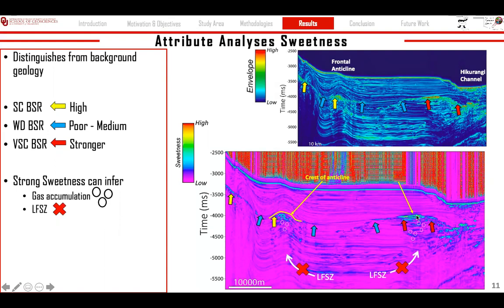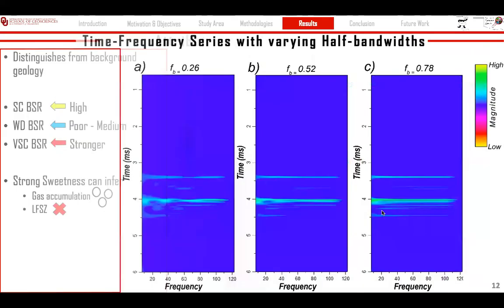Unfortunately, the sweetness attribute does not allow us to interpret the low frequency shadow zone feature, and therefore this attribute can be misleading to geophysicists or interpreters hoping to interpret the presence of free gas in such areas.